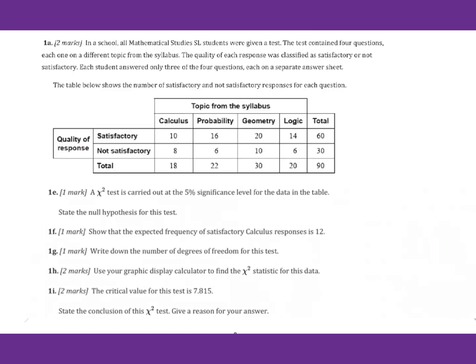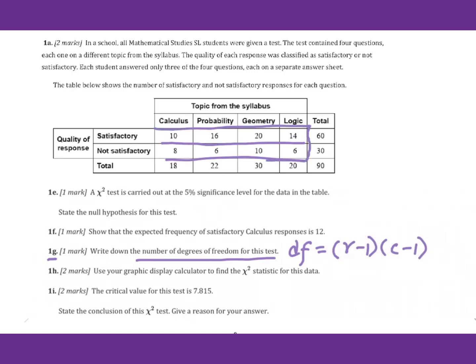Now let's go to 1G. Write down the number of degrees of freedom for this test. We know degrees of freedom equals rows minus 1 times columns minus 1. We have 2 rows and 1, 2, 3, 4 columns. Don't add a total into the original table. Therefore, we got 2 minus 1 times 4 minus 1. You will get 3.